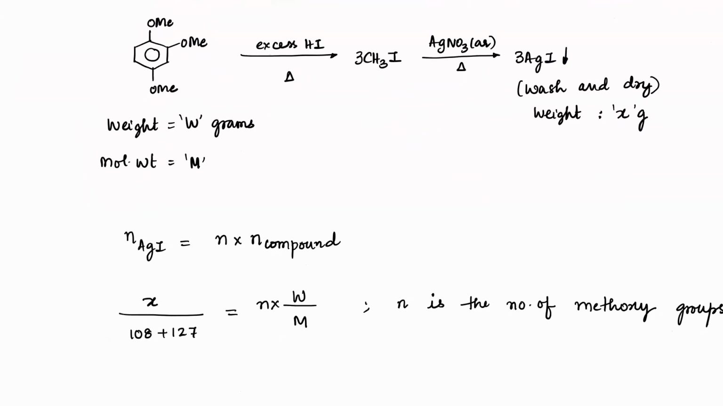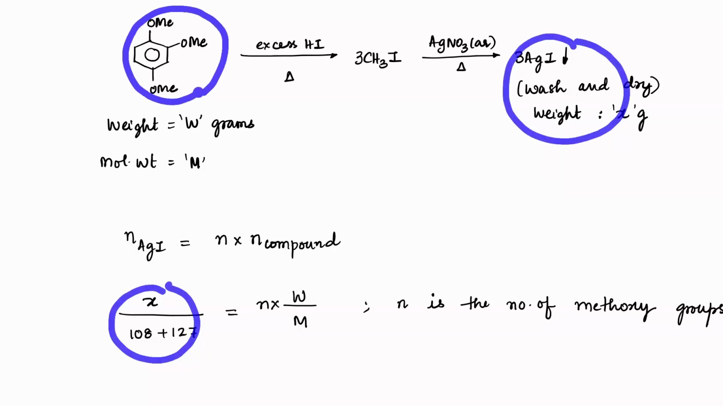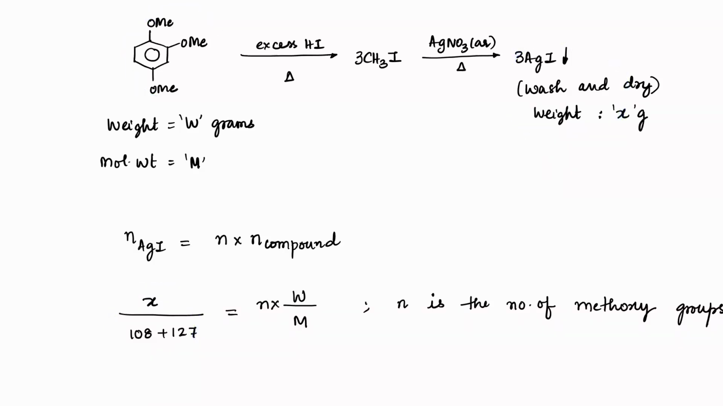And then convert that into number of moles. Number of moles will be X divided by the molar mass. So these moles should be the same as the moles of methoxy groups here, isn't it? Therefore, the number of moles of the entire molecule will be equal to N into weight by molar mass. So if the weight of this entire compound is given, and its molar mass is given to us, then using those two fundamentals, we can calculate how many methoxy groups are present.